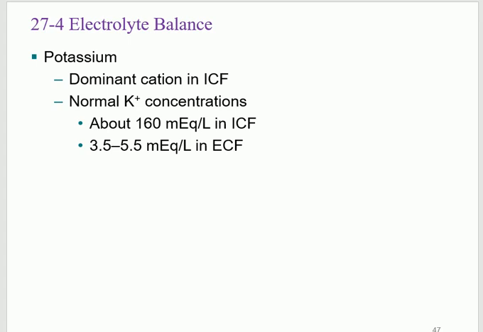Here is potassium. This is the dominant intracellular cation, and the normal is 3.5 to 5.5, which is about 4.5 milliequivalent.